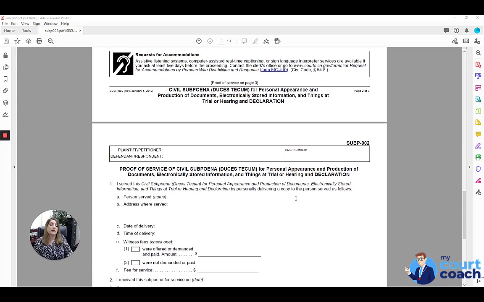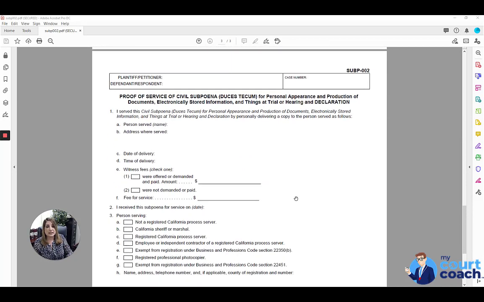The third page is going to be our proof of service. This is a form that does need to be personally served on the witness. So your process server will need to fill in page 3. They need to be a party over the age of 18 and not a party to the case.